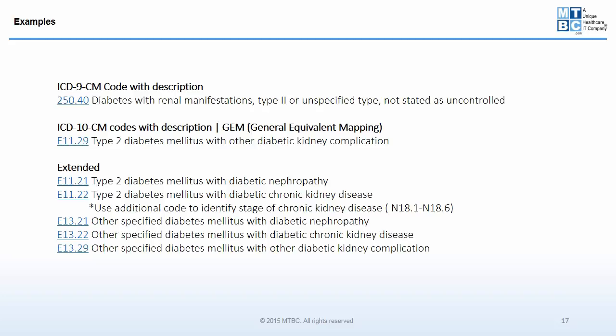The second code, and when you look in your tabular, it's going to tell you use additional code to identify the stage of chronic kidney disease. You now need to put what the stage is. And it is in numeric order. So N18.1 is chronic kidney disease stage 1. With the 0.2, stage 2. The 0.6 is end-stage renal disease.